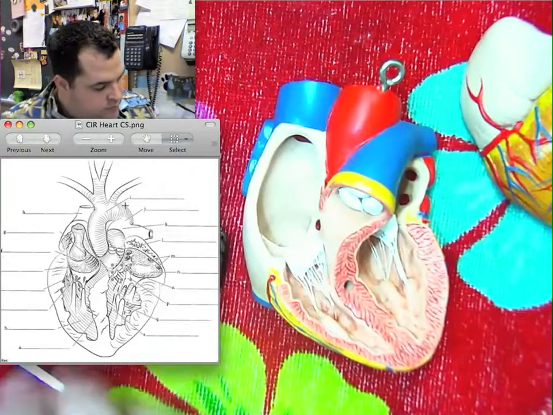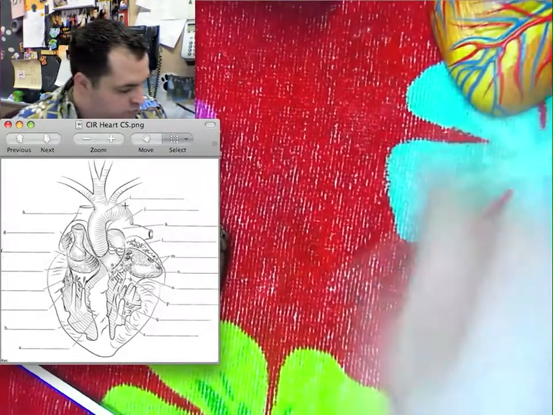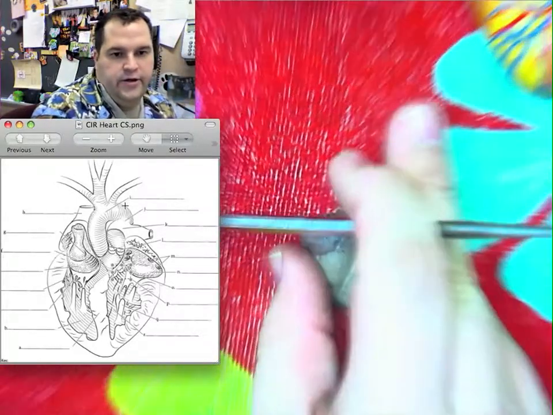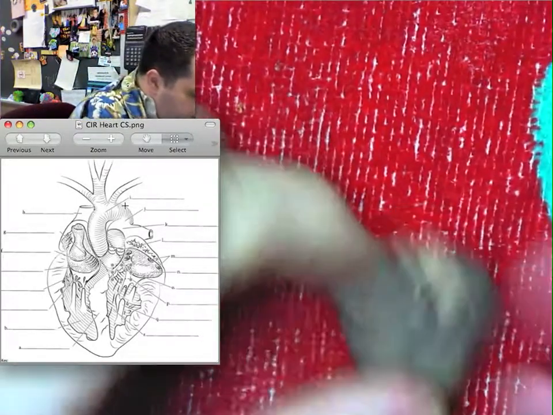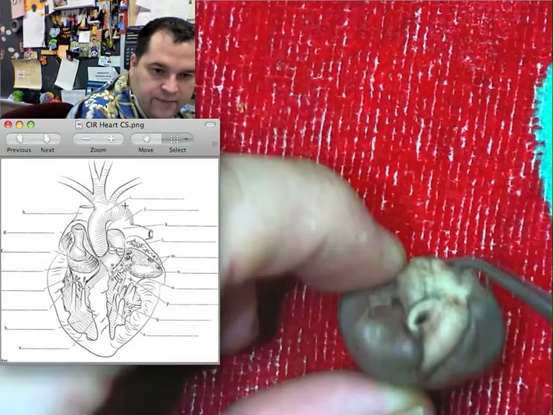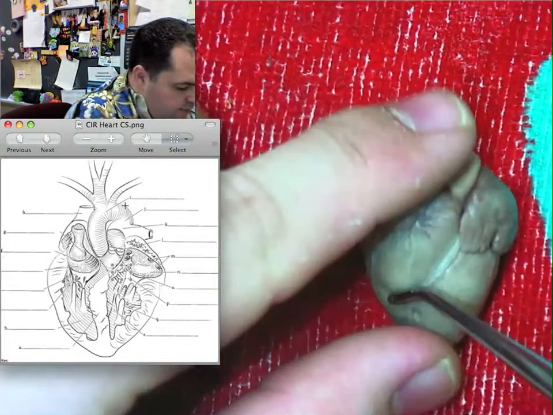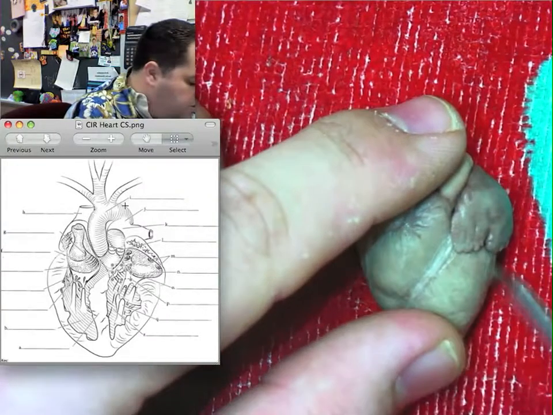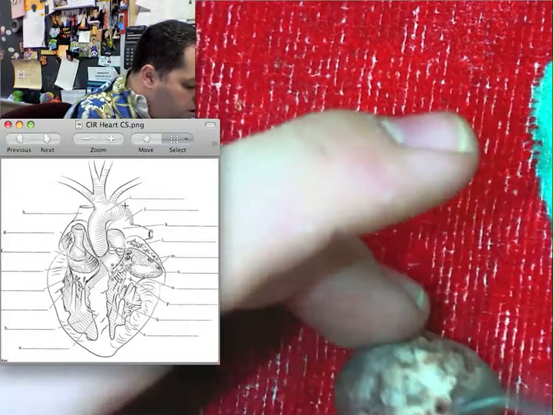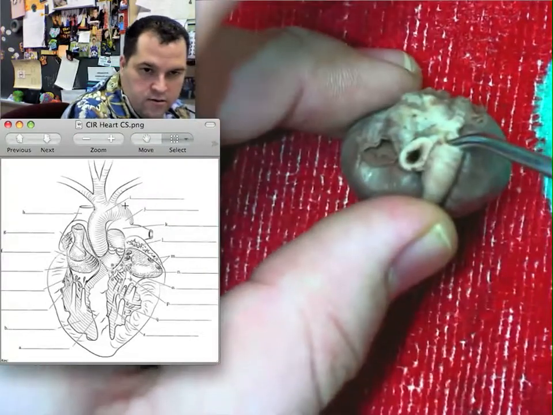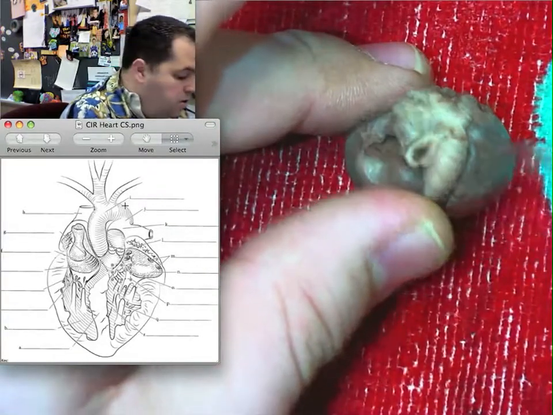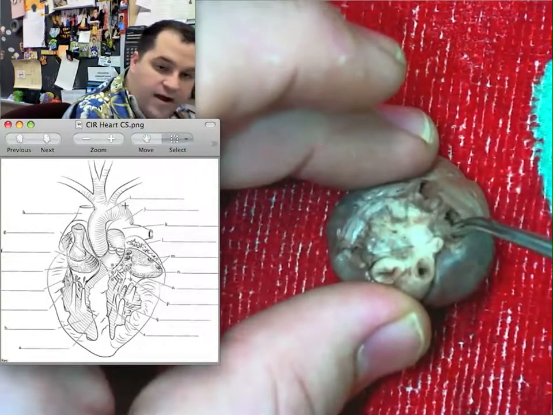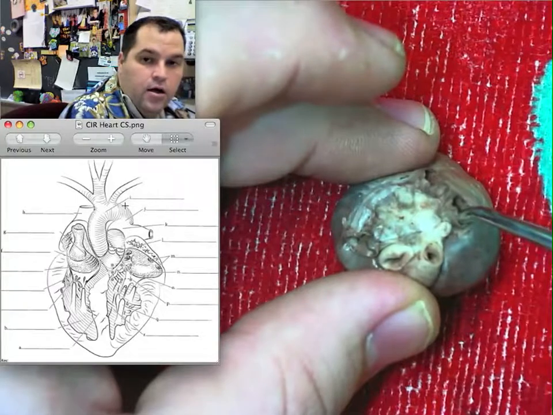Now, if we look at the pig heart with respect to this, we'll zoom in a little bit more. We have the superior and inferior vena cava, right atrium, right ventricle. We have the coronary artery, which is not shown in the picture. We have the left atrium, left ventricle. We have the pulmonary artery, which is on top here. It's the most ventral blood vessel. Just dorsal to that is the aorta. And then, of course, back here we have the pulmonary vein.